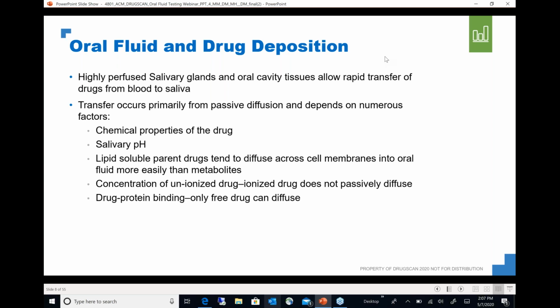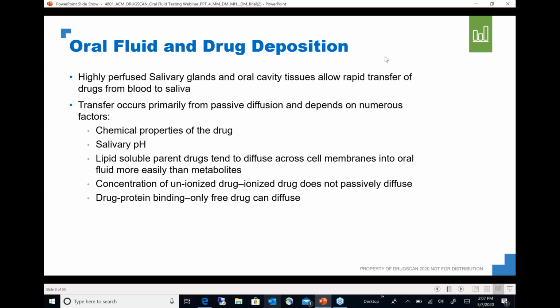Another important factor is the concentration of the unionized drugs. Drugs exist in different forms in the blood, ionized and non-ionized. The ionized forms of the drugs do not passively diffuse. Therefore, we should typically just see the unionized drug forms in the oral fluid.